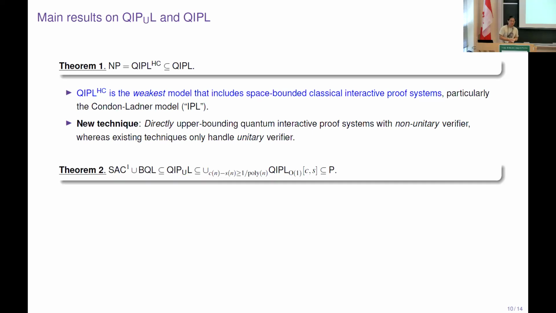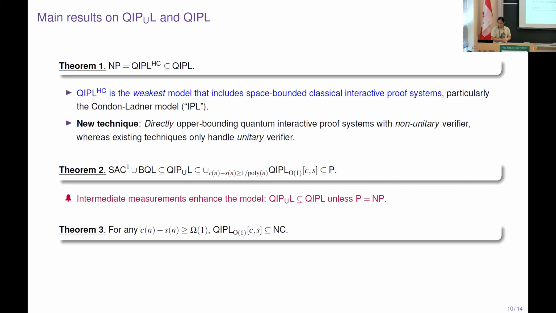Our second result is the characterization of the QIPUL proof system, and it even works for the case with polynomial precision. The lower bound is just SEC1 union BQL, and the upper bound is P. That's basically the main takeaway of this work. Assuming that P is not equal to NP, intermediate measurement could really make this model much more powerful, so QIPUL strictly contains QIPL.